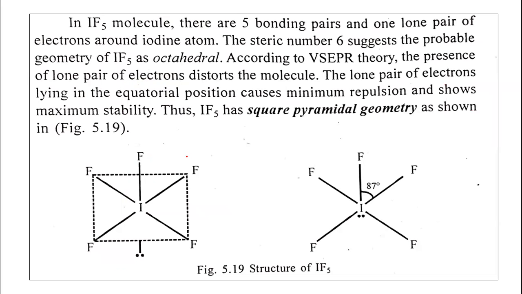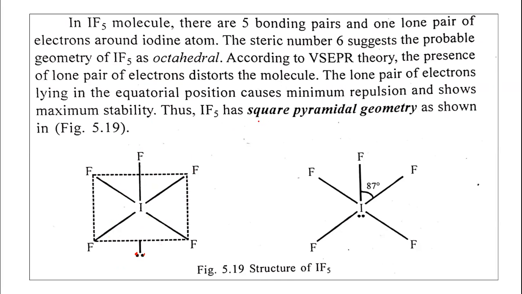According to VSEPR theory, the presence of the lone pair, only one lone pair here, distorts the molecule to some extent. The structure shows the position of the lone pair. The 4 fluorine atoms are at the corners of a square, 1 fluorine atom is at the axial position, and the lone pair is at the axial position. The lone pair of electrons lying in the equatorial position causes minimum repulsion and shows maximum stability.